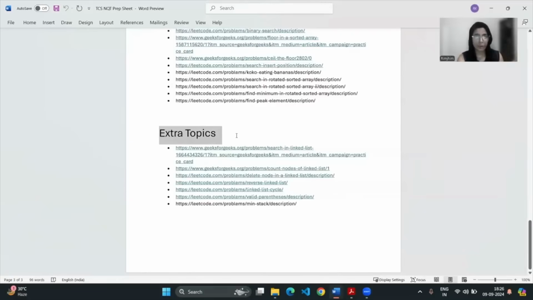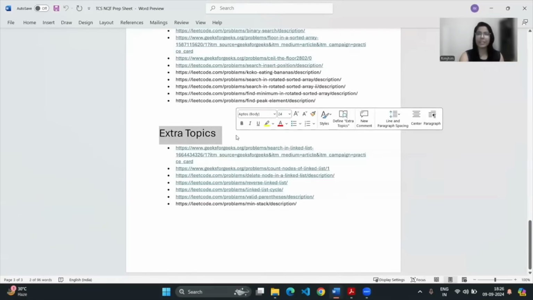Here are some extra topics that are not so popular in exams, but being well prepared for all areas is essential. Once you have mastered arrays, strings, searching, sorting and number systems, make sure to review linked list questions, stack and queue, and hash map as well. So these topics are included in the extra topics.